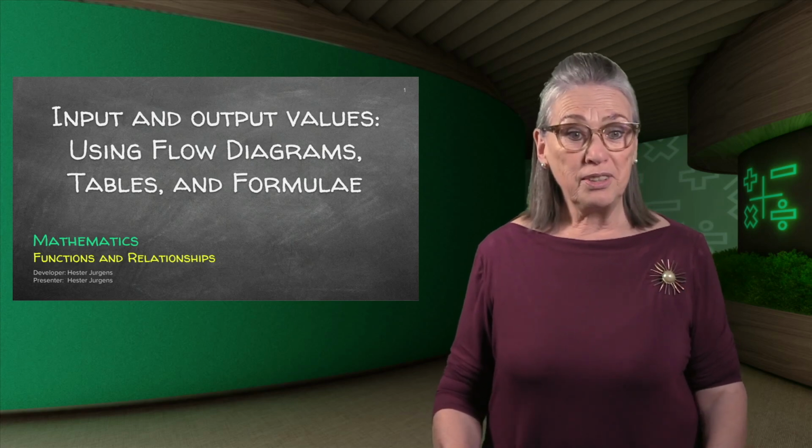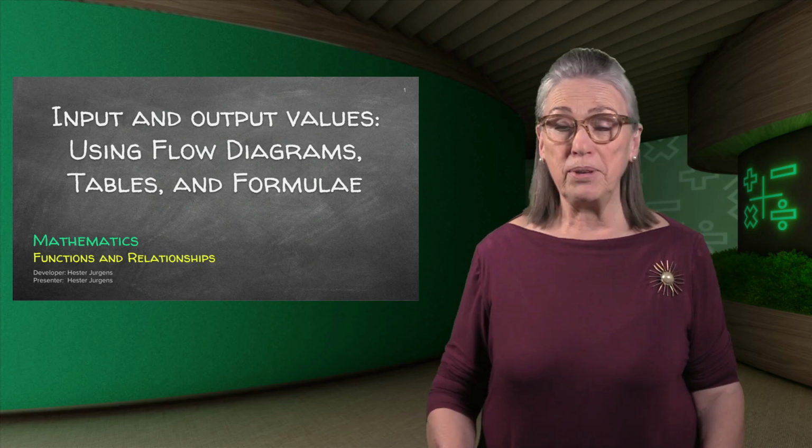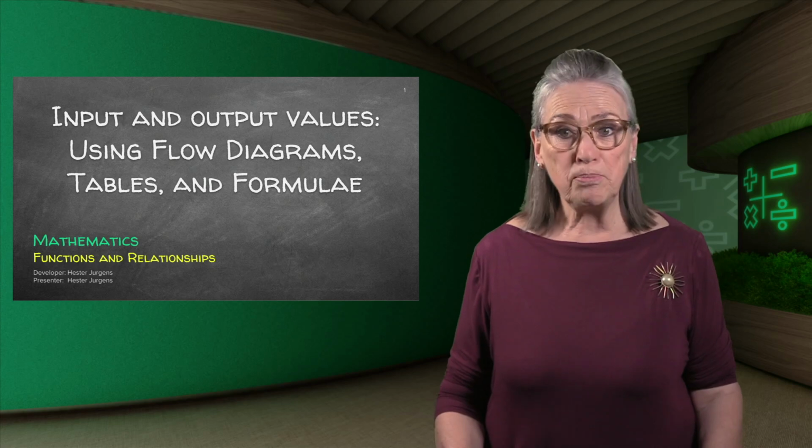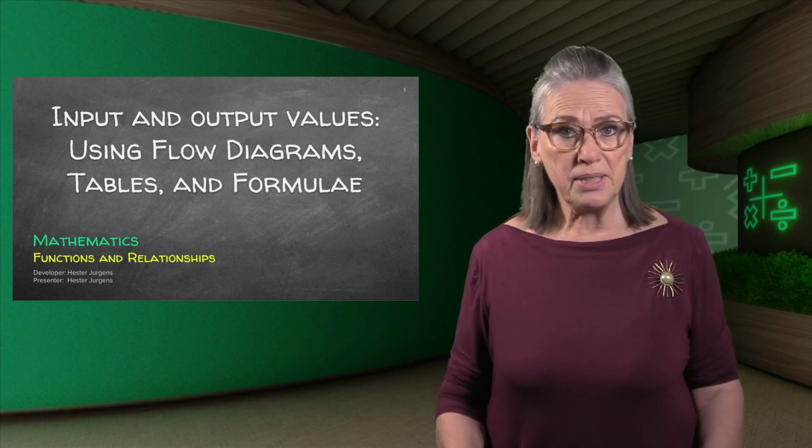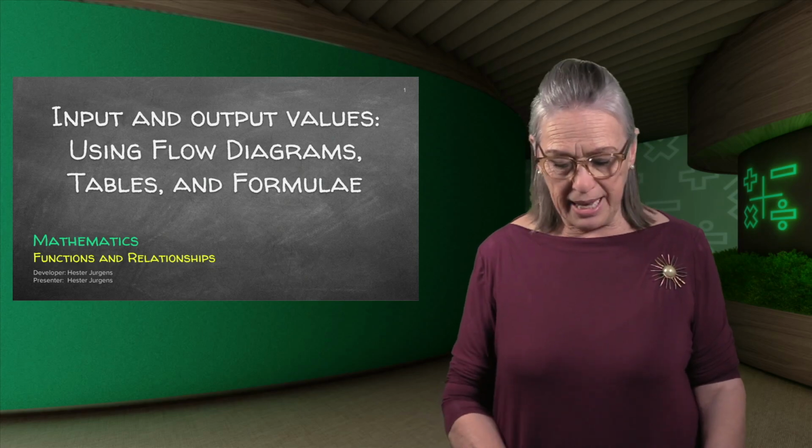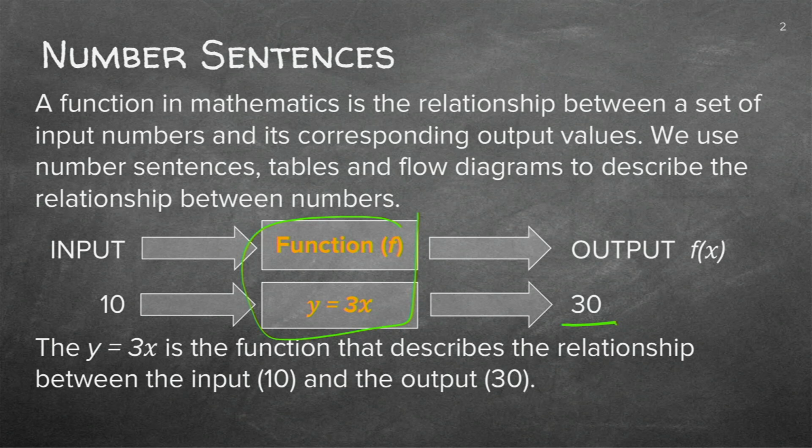So we are going to do functions and relationships today. The topic for today then is input and output values using flow diagrams, tables, and formula. Okay, so what is a number sentence? A function in mathematics is the relationship between a set of input numbers and its corresponding output values. So there we've got our input numbers, then we've got a function in the middle, and that will then give us an output. So we use number sentences, tables, and flow diagrams to describe the relationship between these numbers.